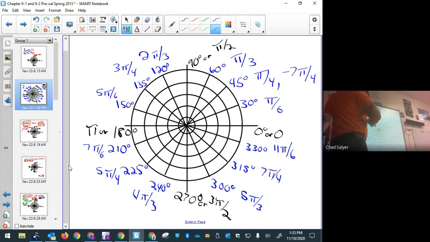Okay, so know your angles. Know that the radius is the distance from the center in the number of these concentric circles. And let's plot a few points.